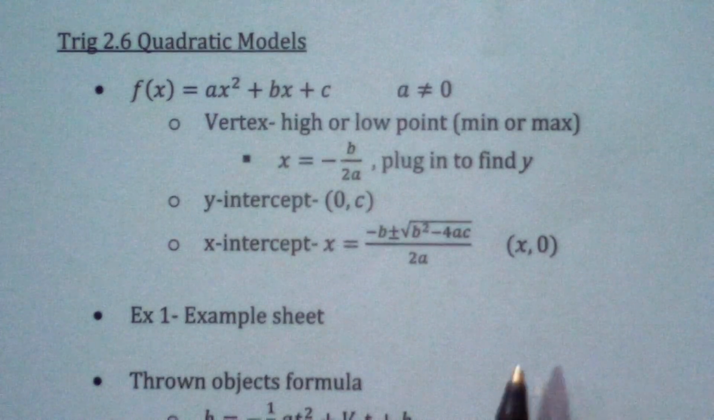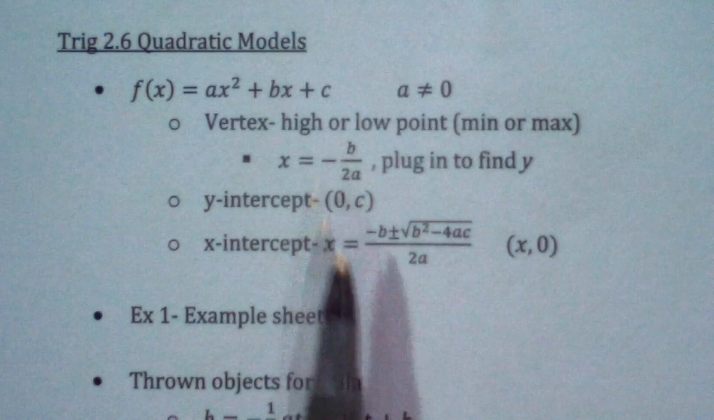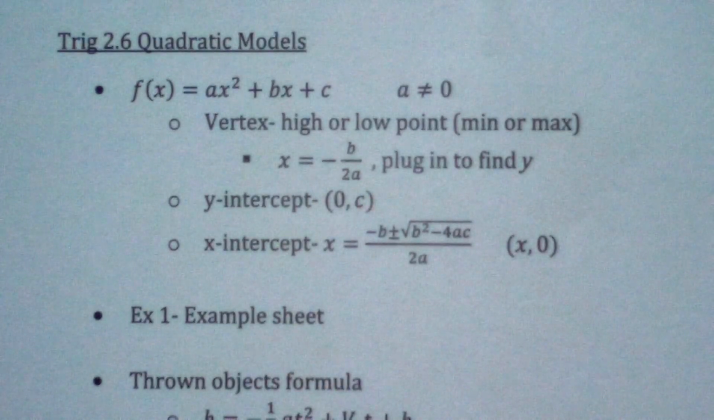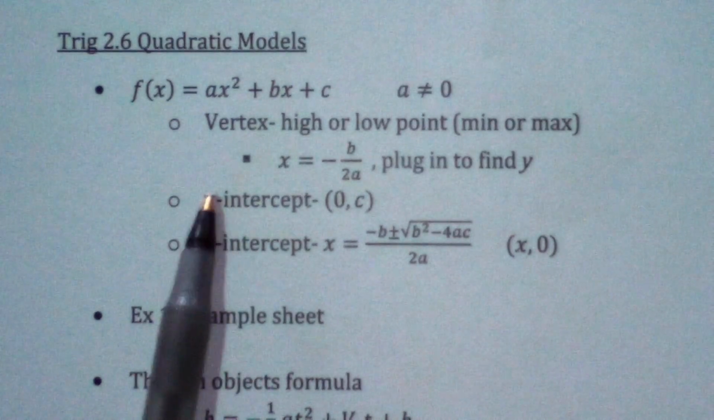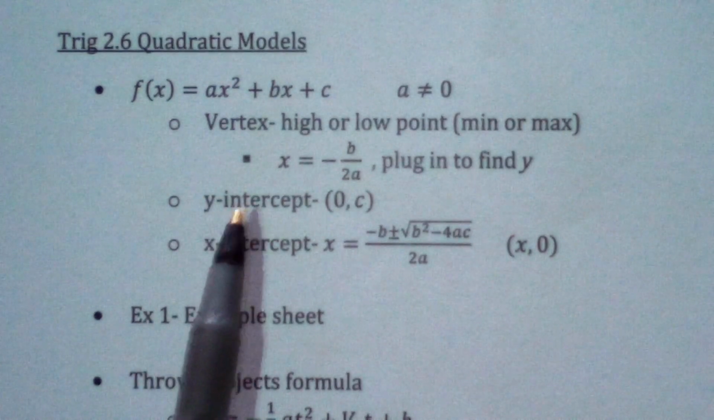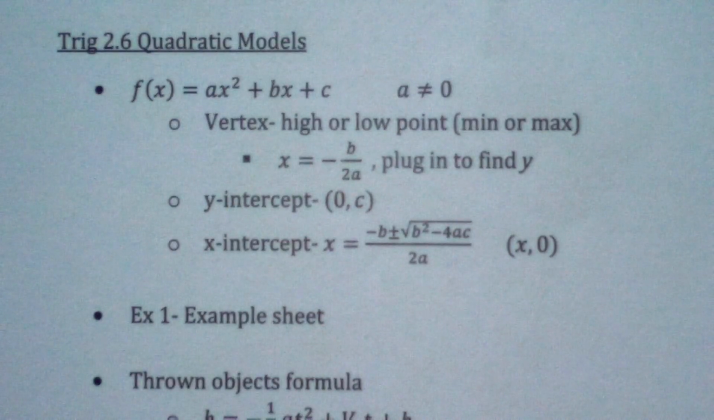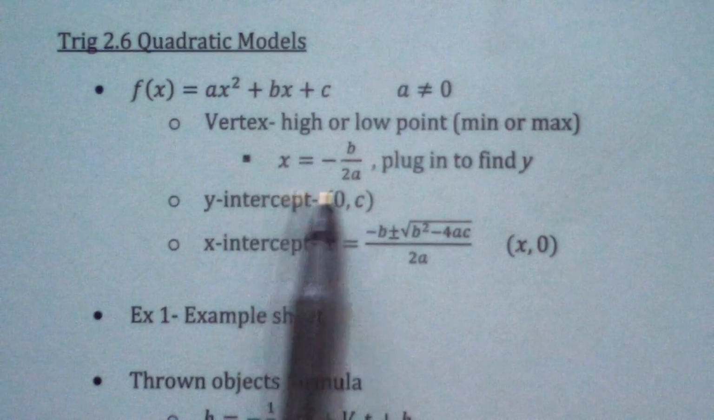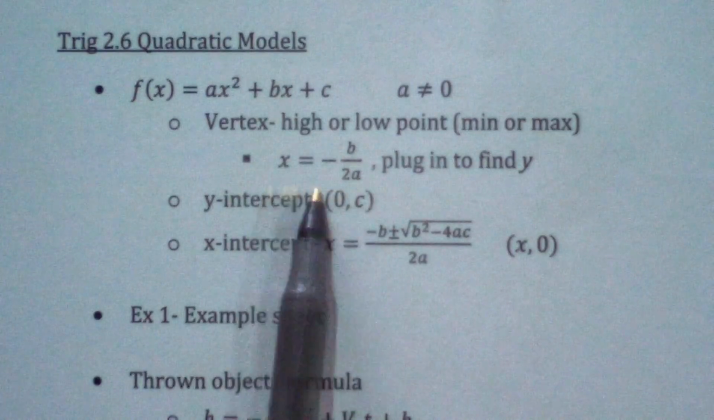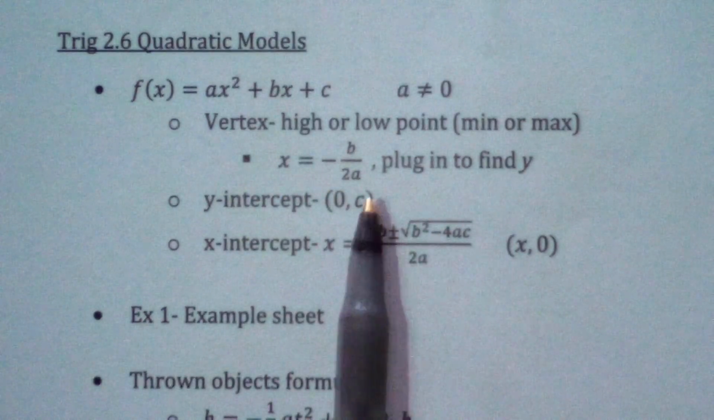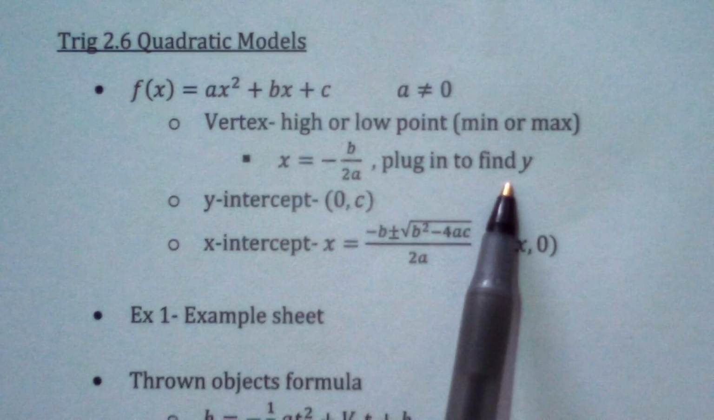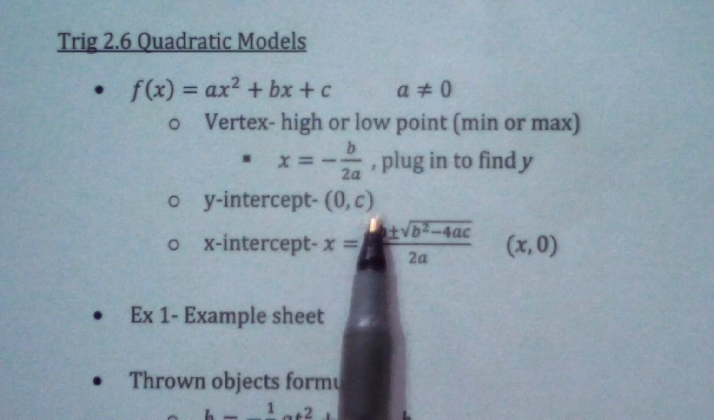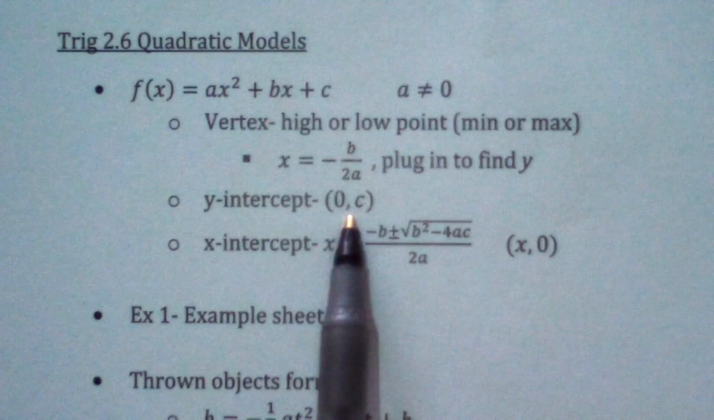There's different parts of your quadratics that we're going to label. There's some pictures in your packet there that I'm going to do some labeling on. Your vertex is always either your high point or your low point, which would also qualify as your minimum or maximum. This is the little formula you use to find your vertex, and I'll show you that in the first example. And then once you find your x value for that, then you just plug back in to find your y.